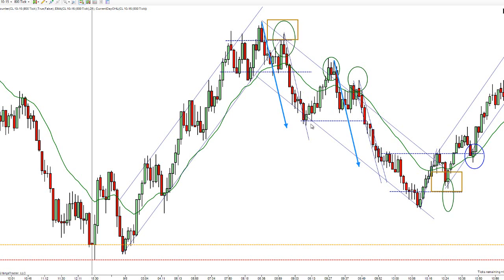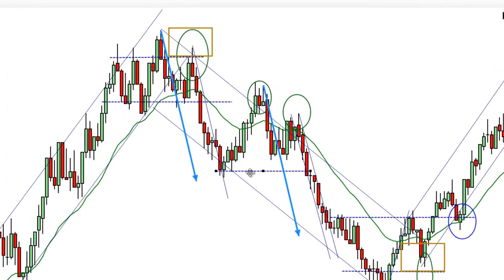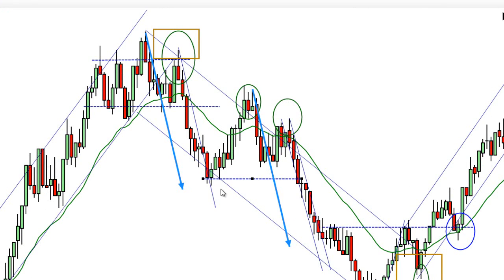We have a pullback. Again, we have this overlap in this area. Now, this is a second entry long right here, but I wasn't overly keen on that because we've had some weakness through this area, and we really haven't had a break of this channel, and we haven't had really a move down. So you kind of expect there's going to be a test to a new low, and so I'm looking for that now. Price moves up this area. Here's a second entry short.